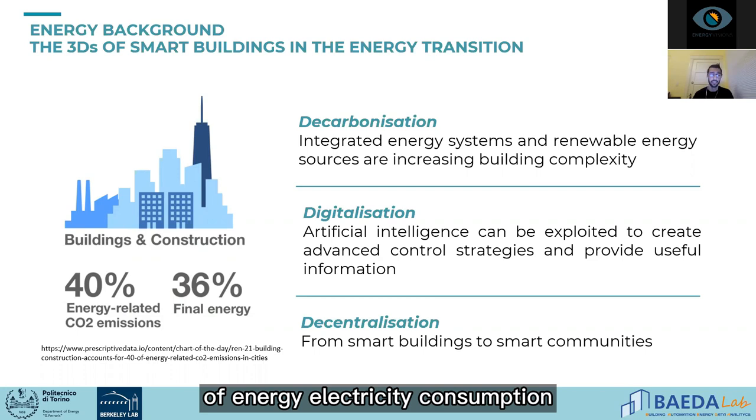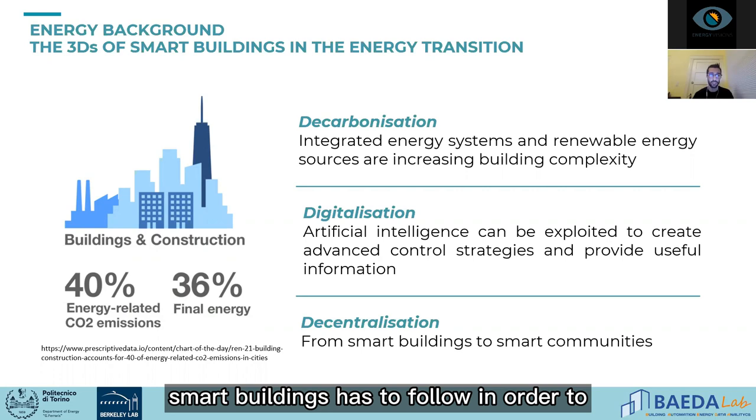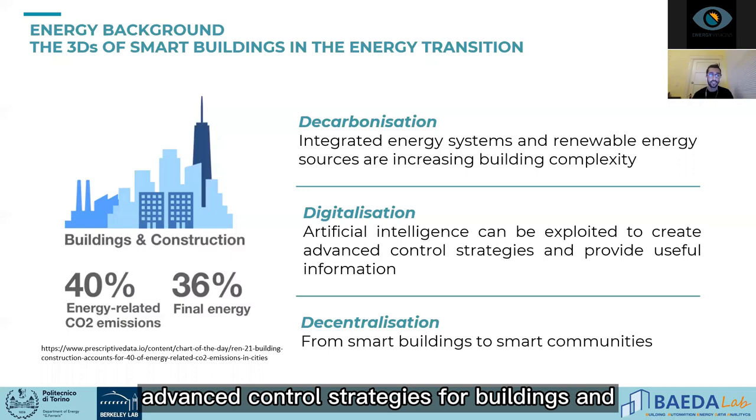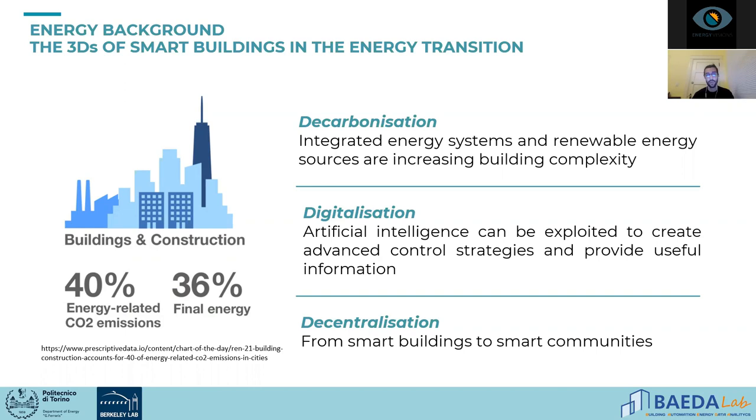So the role of smart buildings towards the energy transition is really increasing, because the three pillars that smart buildings have to follow in order to ensure the energy transition are decarbonization, which can be done by integrating energy systems and renewable energy sources; digitalization, which can be leveraged thanks to artificial intelligence in order to create advanced control strategies for buildings and provide useful information; and decentralization, basically passing from smart buildings to smart communities and smart cities. In this review, we will especially deal with the digitalization part and how we can leverage machine learning and artificial intelligence in buildings.